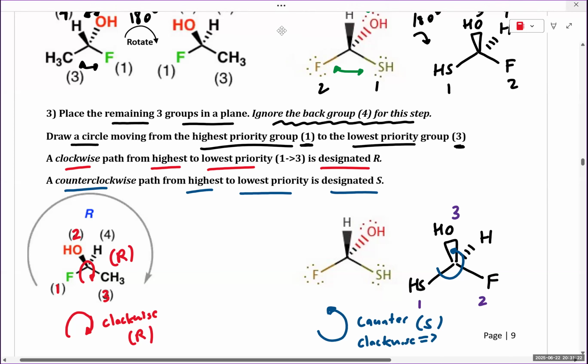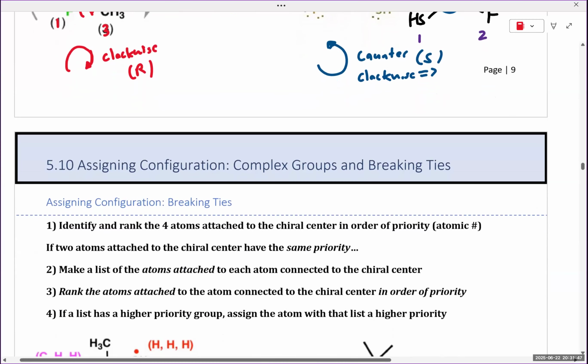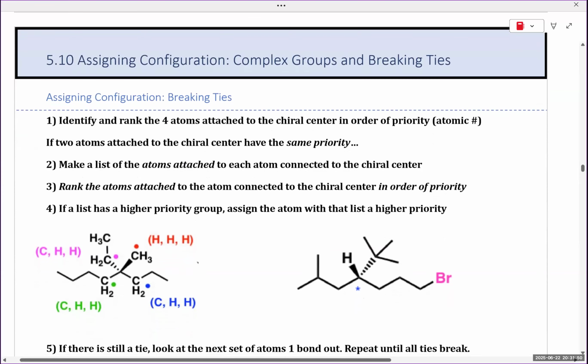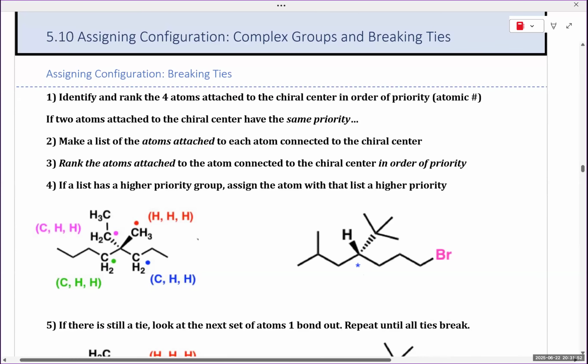Key thing, you always need to make sure and verify that the lowest priority group is in the back and your priority assignments are accurate. A clockwise rotation from highest to lowest priority is R, counterclockwise is S. Okay, let's keep going now, and let's talk about assigning configurations when we have complex groups. How do we go about breaking ties?